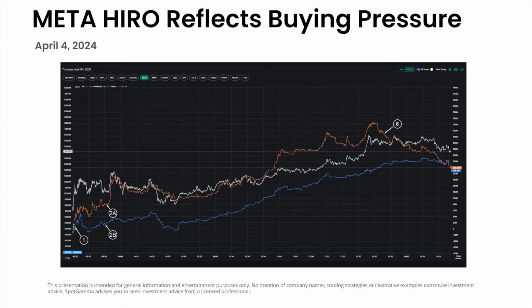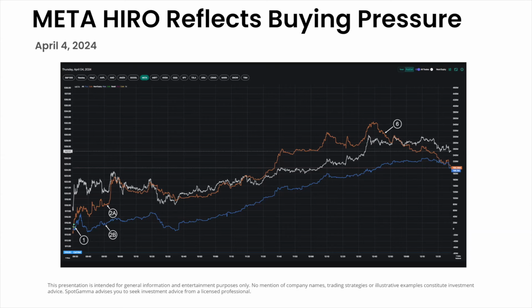On Thursday, April 4th, Meta gapped up and opened at 516.42, above the 510 call wall. Traders immediately began buying calls and selling puts, calls shown by the rising orange line, labeled 2A, and puts shown by the rising blue line, labeled 2B, in the HIRO chart. When traders buy calls and sell puts, market makers take the opposite side of the trades and sell calls and buy puts.